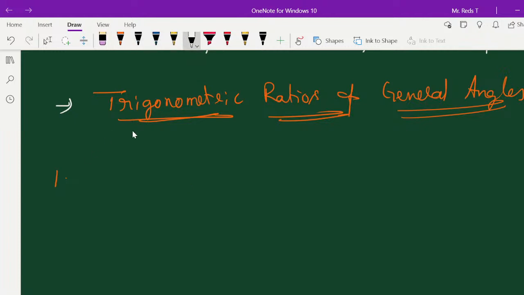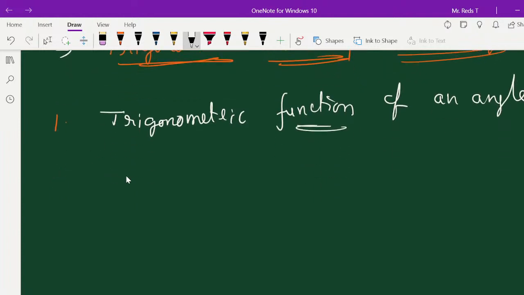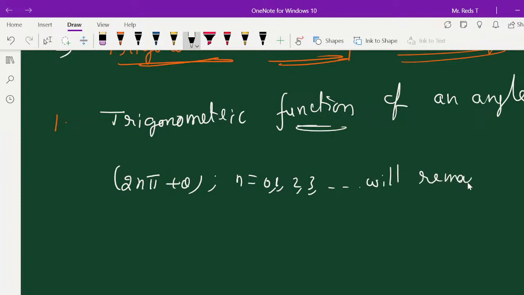Note down. The trigonometric function of an angle. Well, the function can be sine, cos, tan, any function. The trigonometric function of an angle 2n pi plus theta, where n is equal to 0, 1, 2, 3 and so on, will remain the same. What does that mean?